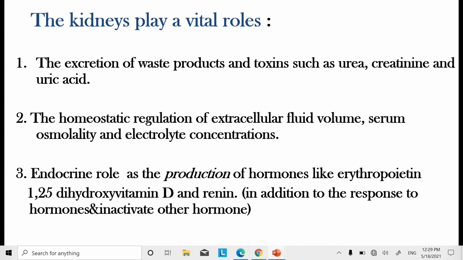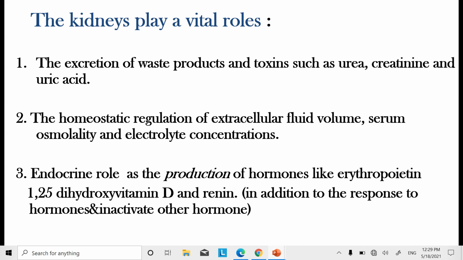Also, it can produce the 1,25 dihydroxy vitamin D, which is one of the factors that regulate the calcium, phosphorus, and bone metabolism. And any patient who has a defect in the renal system may develop osteoporosis and abnormality in the calcium and phosphorus metabolism.